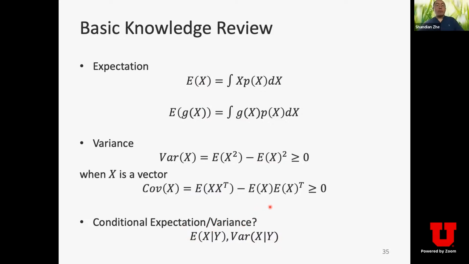So there's one problem in our homework assignment 0 that asks you to check your understanding of conditional expectation and conditional variance. Hopefully you won't get confused about that. Okay.